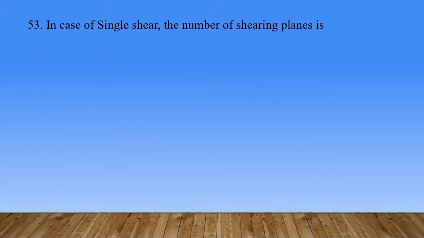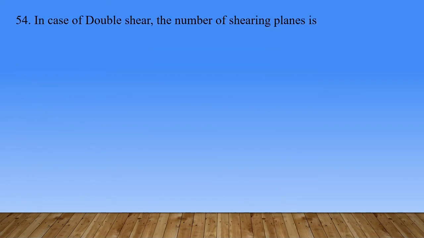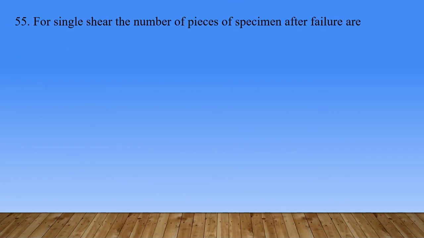Question number 53. In case of a single shear, the number of shearing planes is option A 1, option B 2, option C 3, option D 4. So the correct answer is option A, that is 1. Question number 54. In case of double shear, the number of shearing planes is option A 1, option B 2, option C 3, option D 4. The correct answer is option B, that is 2. Question number 55. For single shear, the number of pieces of specimen after failure are option A 1, option B 2, option C 3, option D 4. So the correct answer is option B, that is 2.